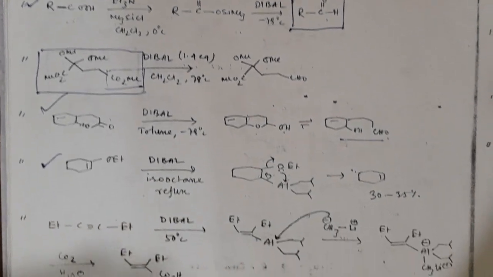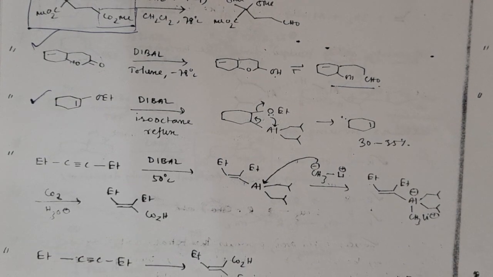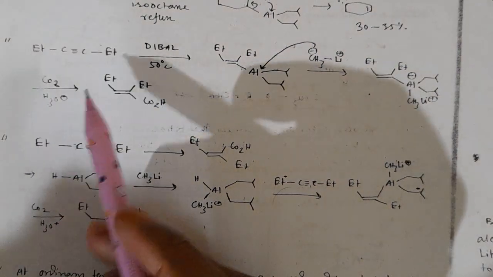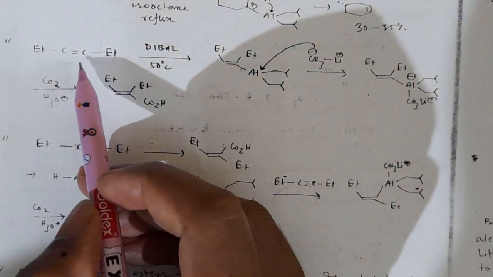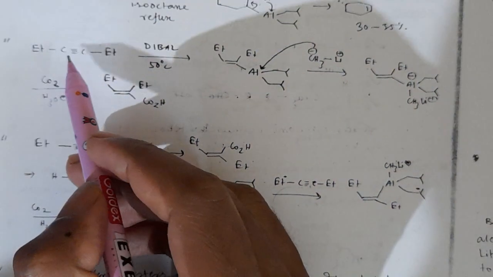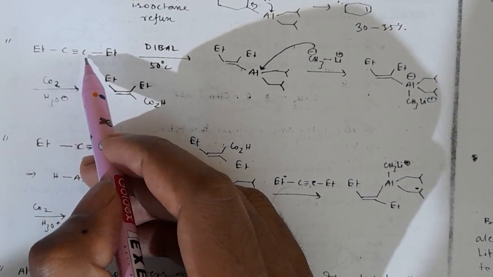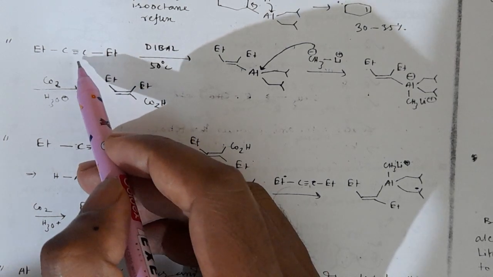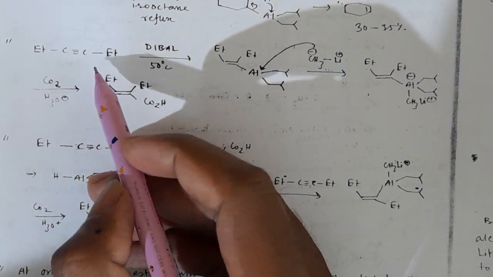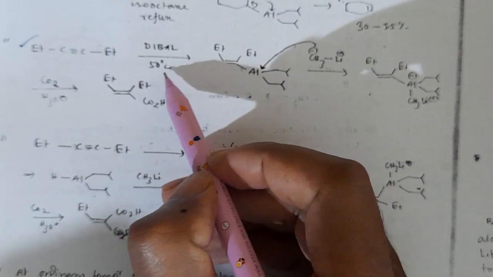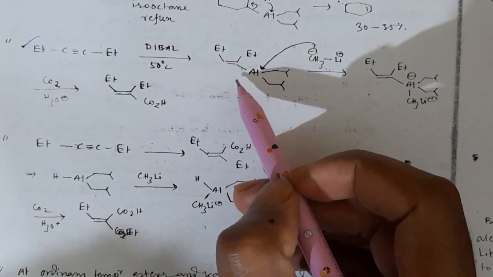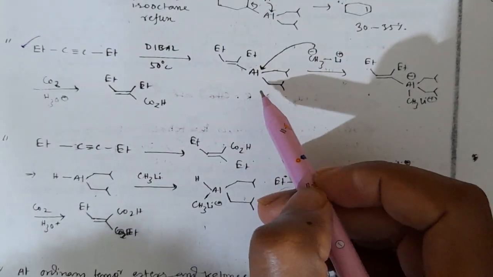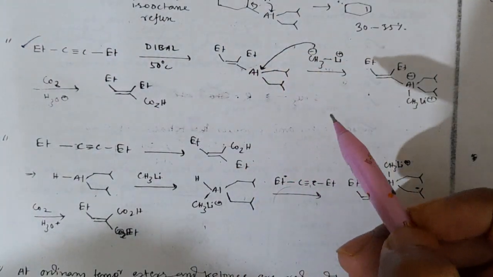Okay, coming to the next example. If you take this alkyne compound, you can see there is a carbon-carbon triple bond. You can say the name of this compound is diethyl acetylene. Now if you do the reaction in presence of DIBAL at 50 degree centigrade temperature, in the initial step the DIBAL hydride will attack here. As a result it gives this kind of intermediate.